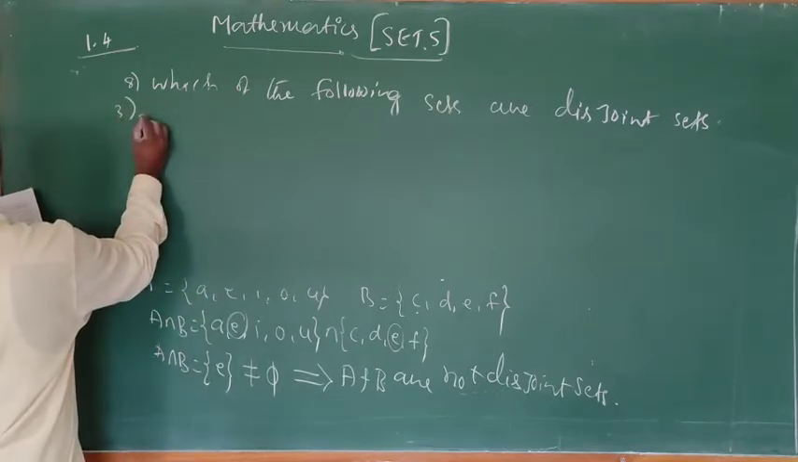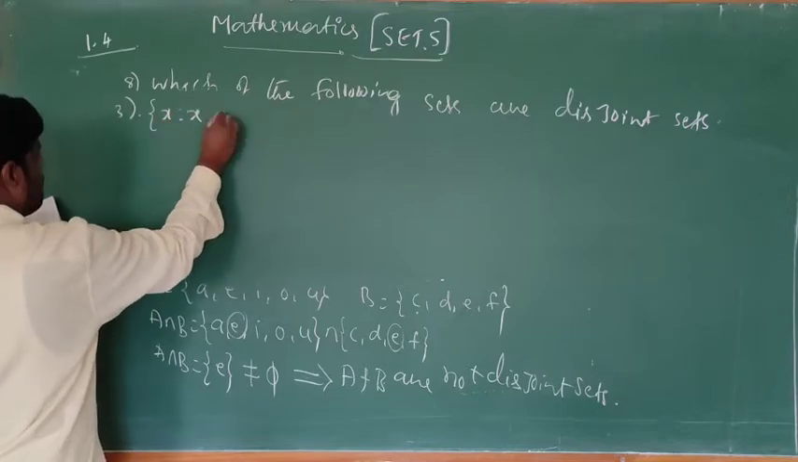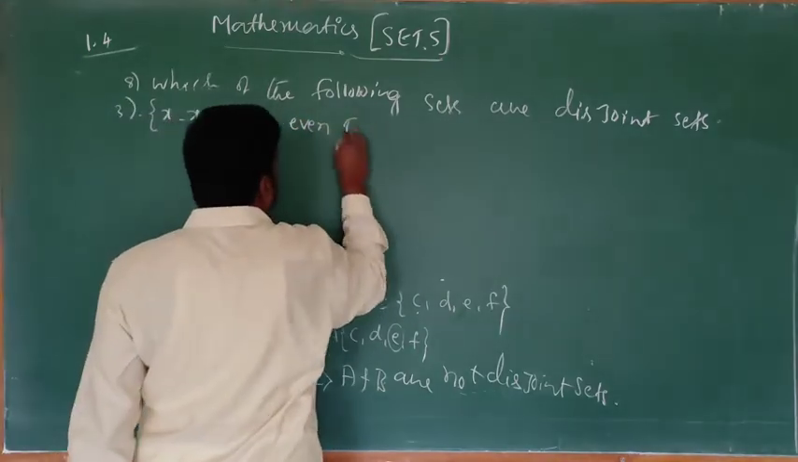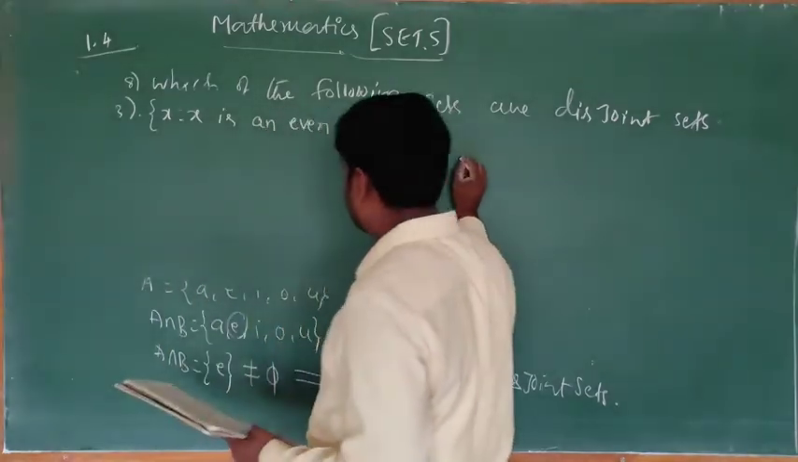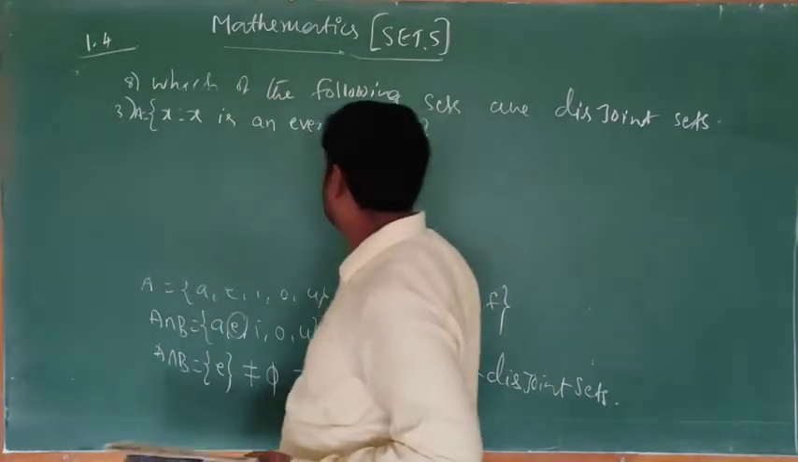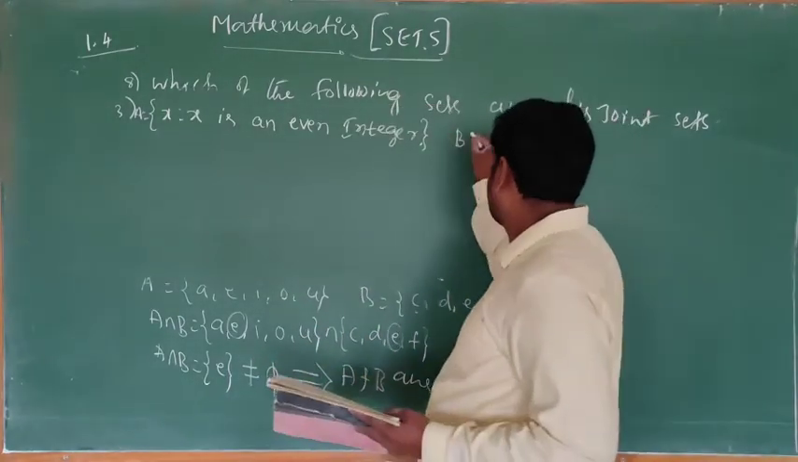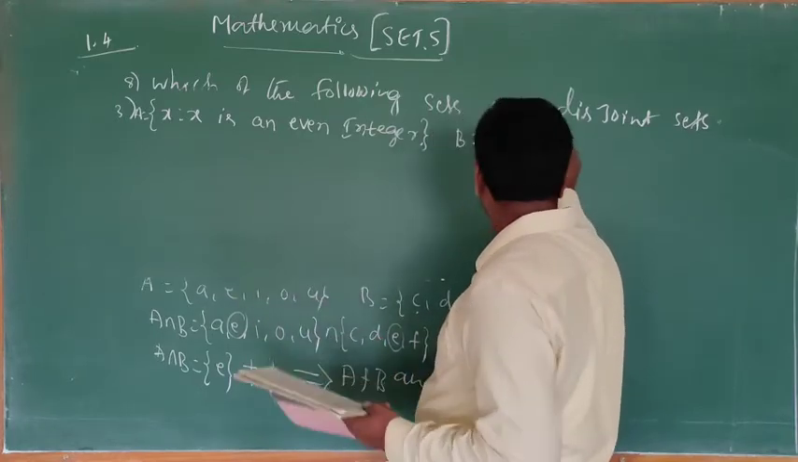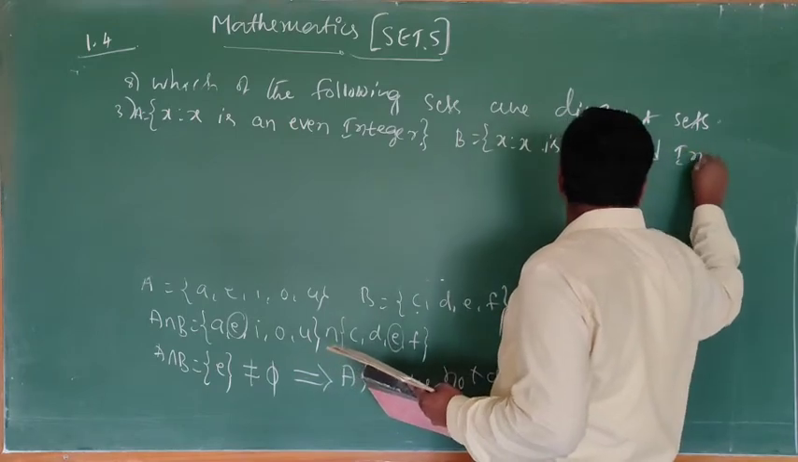Third one, A is equal to {x : x is an even integer}, B is equal to {x : x is an odd integer}.